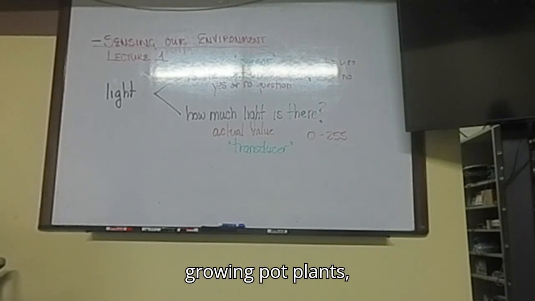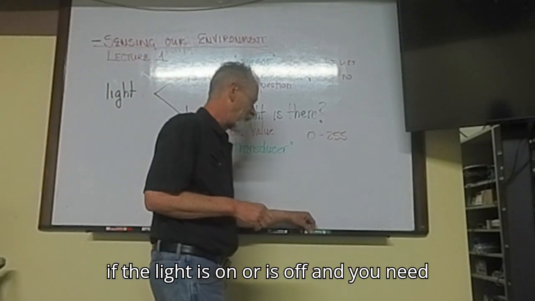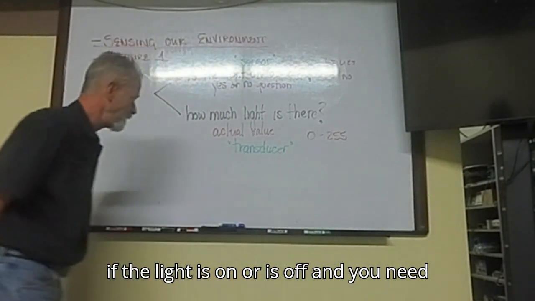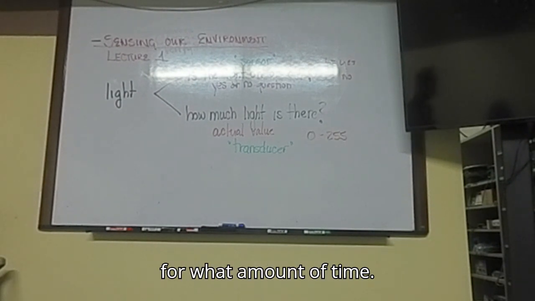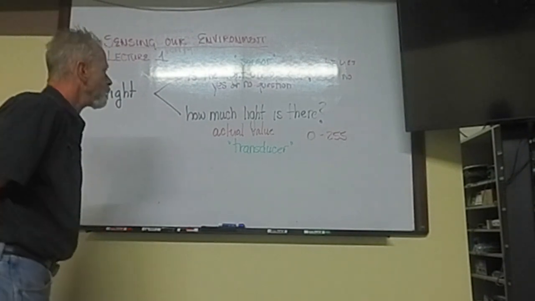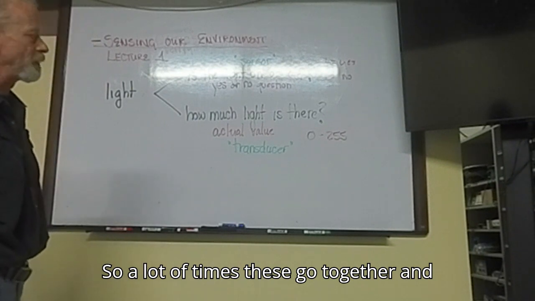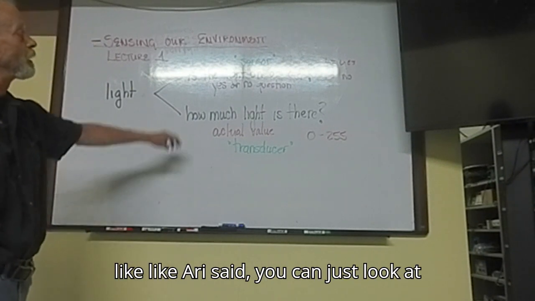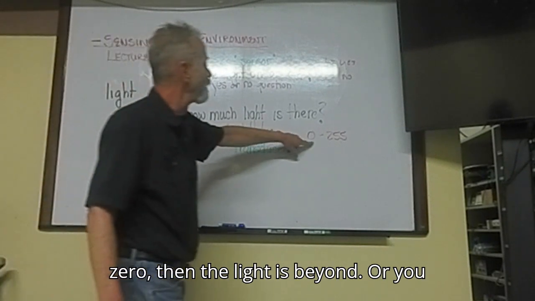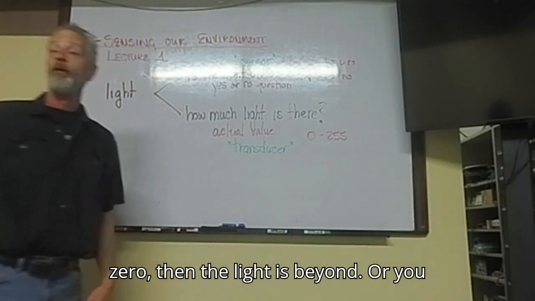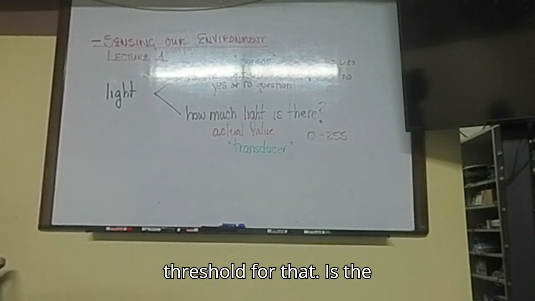If you're growing pot plants, you need to know both. You need to know if the light is on or off, and you need to know how much light is there, probably for what amount of time. So a lot of times these go together, and like Ari said, you can just look at this and say if it's anything above 0, then the light must be on. Or you could pick any number you wanted as a threshold for that.